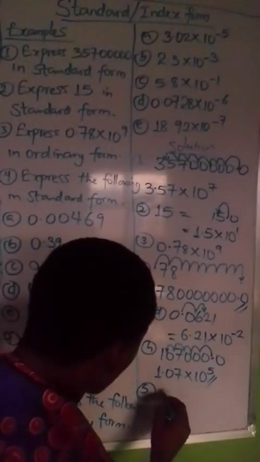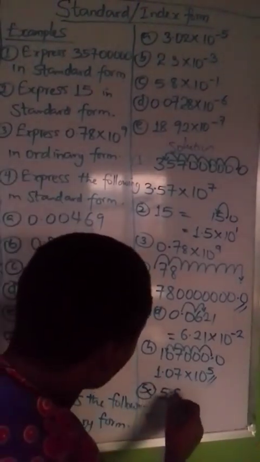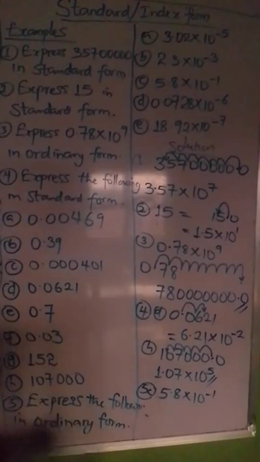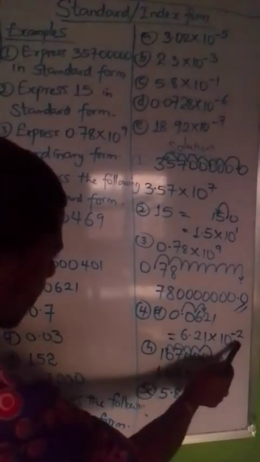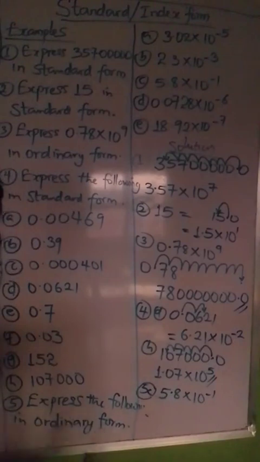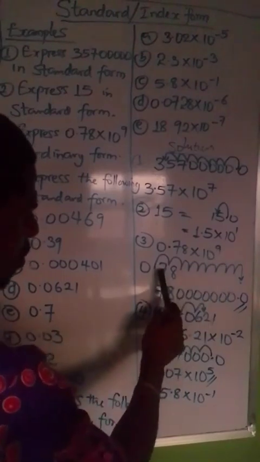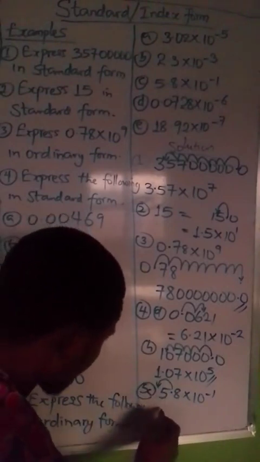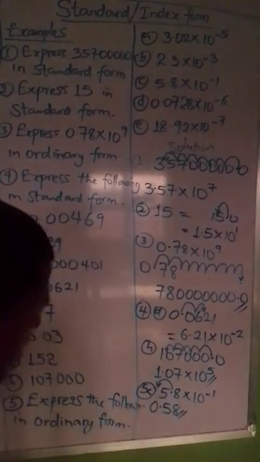So 5C. That's 5.8 times 10 to the power minus 1. So where is my point moving towards? Remember, when my index number is positive, it's moving backward. But when it is negative, it's moving forward. So I have 0.58. That's my answer.